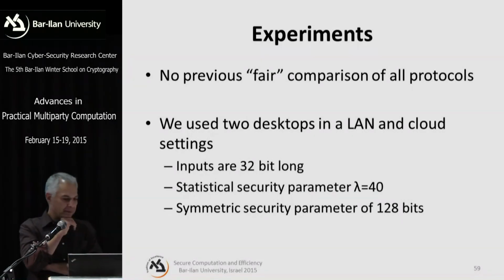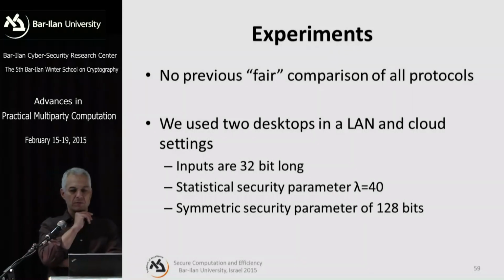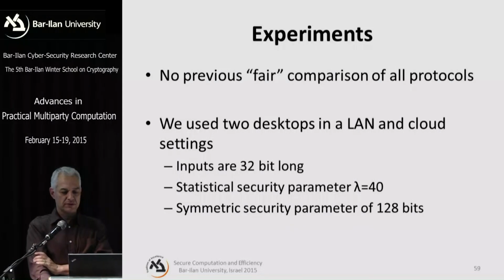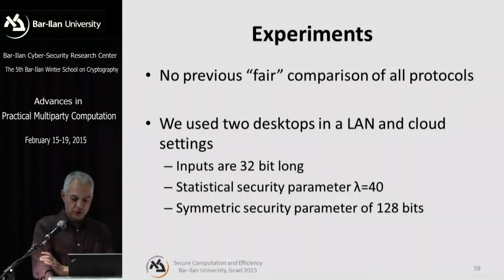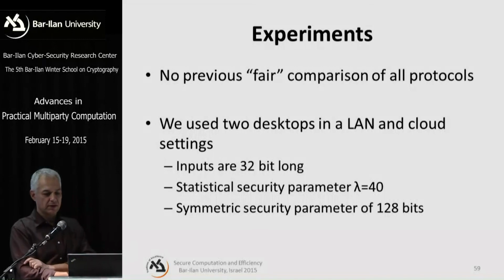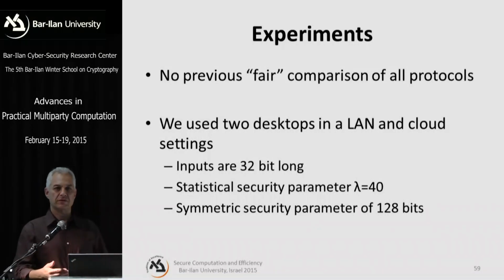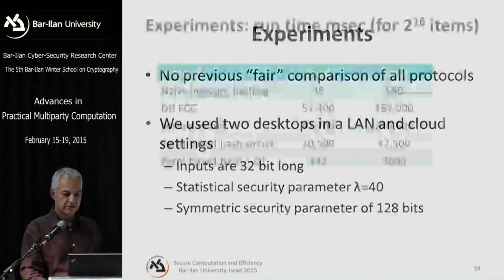So I'll show some measurements. Before us, there was no previous comparison of all protocols. I'll show some measurements with 2 desktops and a LAN and in a cloud setting. Inputs are 32 bits long. Statistical security parameter, the probability of something bad happening is 2 to the minus 40. And the symmetric security parameter for encryption is 128 bits.